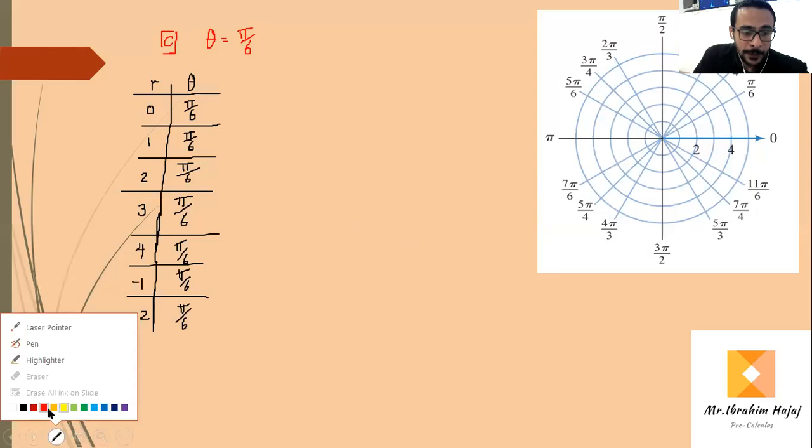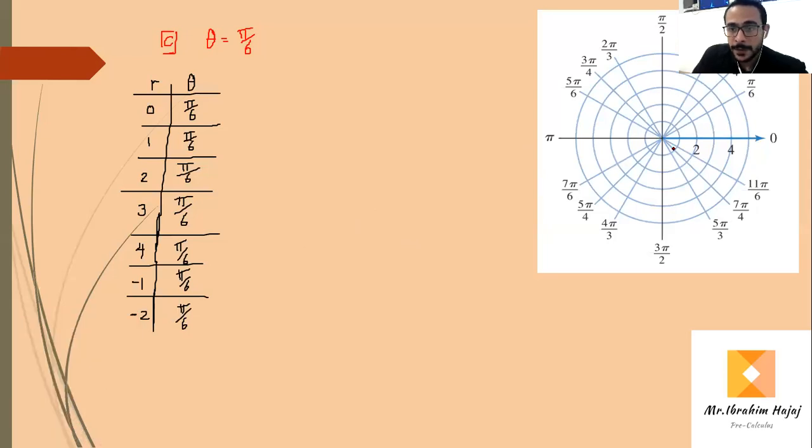When we plot the points here, listen carefully. Where is pi over 6? I said 0 and pi over 6, so it's here. The second point, which is 1 and pi over 6, is on the first circle, and with my angle counterclockwise, I will move like this, pi over 6 here. The second circle and the angle, I'm going to move pi over 6 here, and the second angle. The third circle, the fourth circle, the fifth, the sixth, and so on.